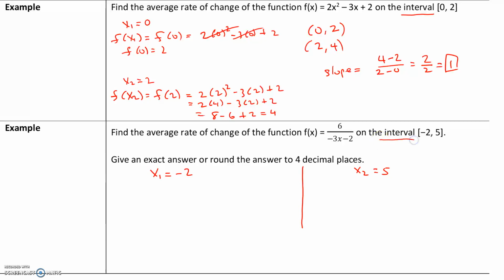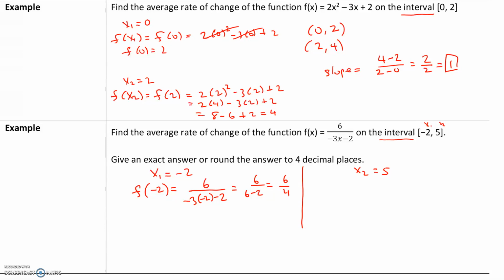Interval always refers to x values. So we're going from an x value of negative 2 to an x value of positive 5. We've got to find the corresponding outputs. So if the input is negative 2, our output, f of negative 2, will equal 6 divided by negative 3 times negative 2 minus 2. This is going to be 6 divided by, negative 3 times negative 2 is 6, 6 minus 2 is 4.